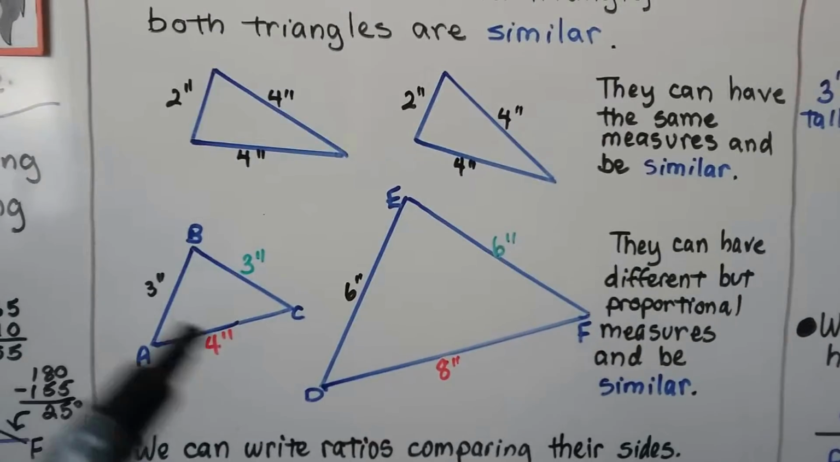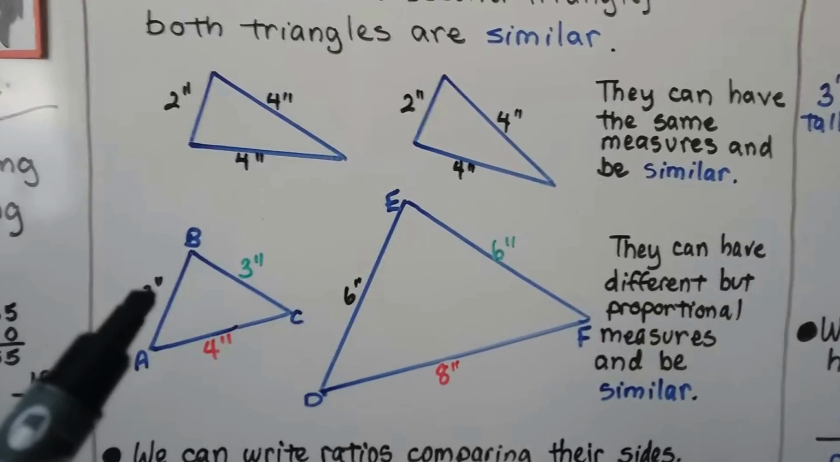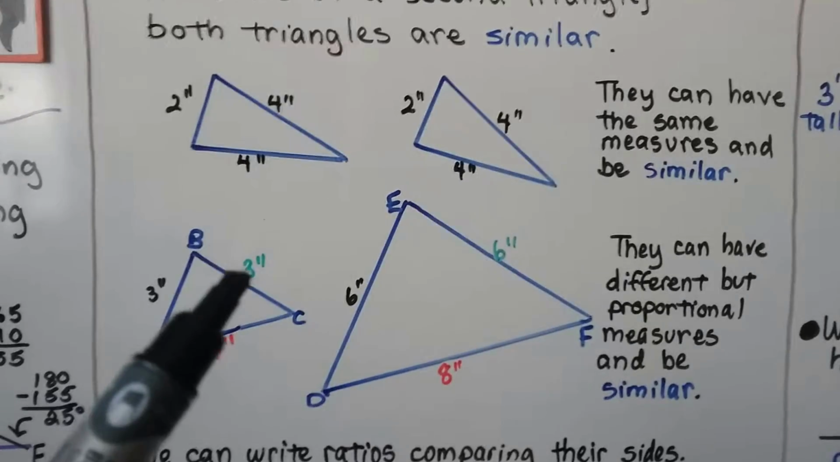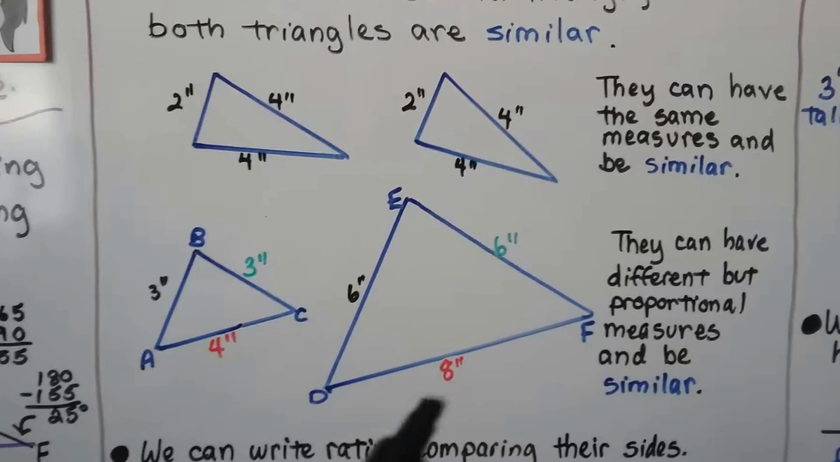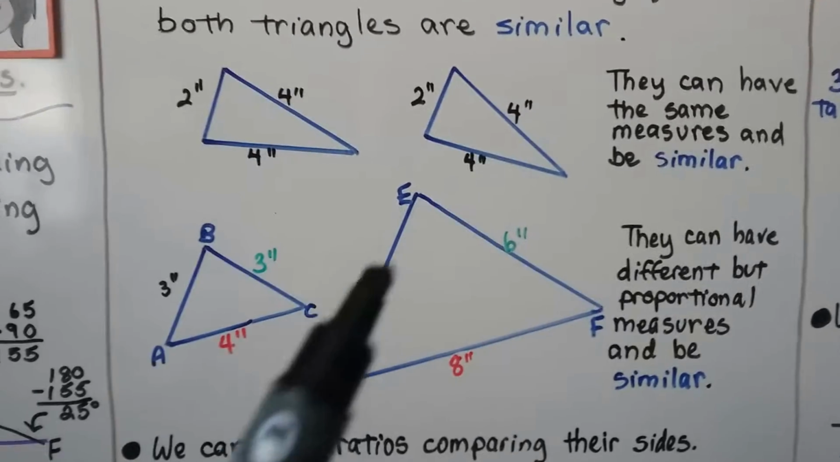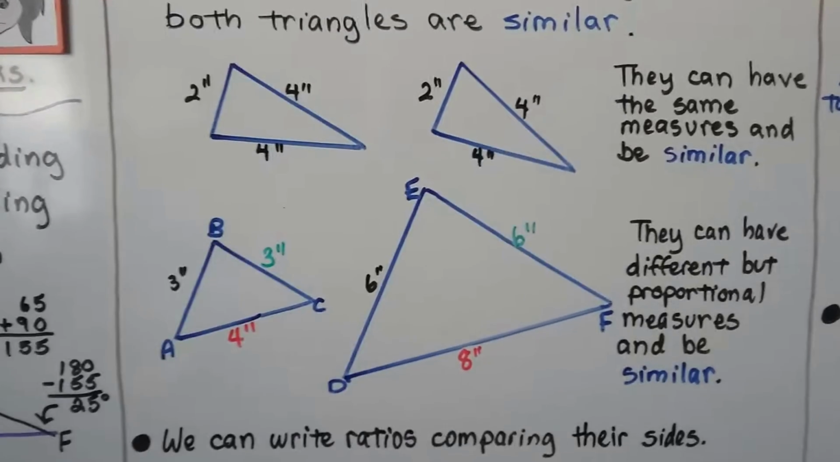This one's got a 3-inch side, this one's got a 6-inch side. That's 3 times 2, isn't it? This side is 3 inches and that's 6 inches. That's 3 times 2. This is a 4-inch side, that's an 8-inch side. That's 4 times 2. So this one is twice as big as this one.